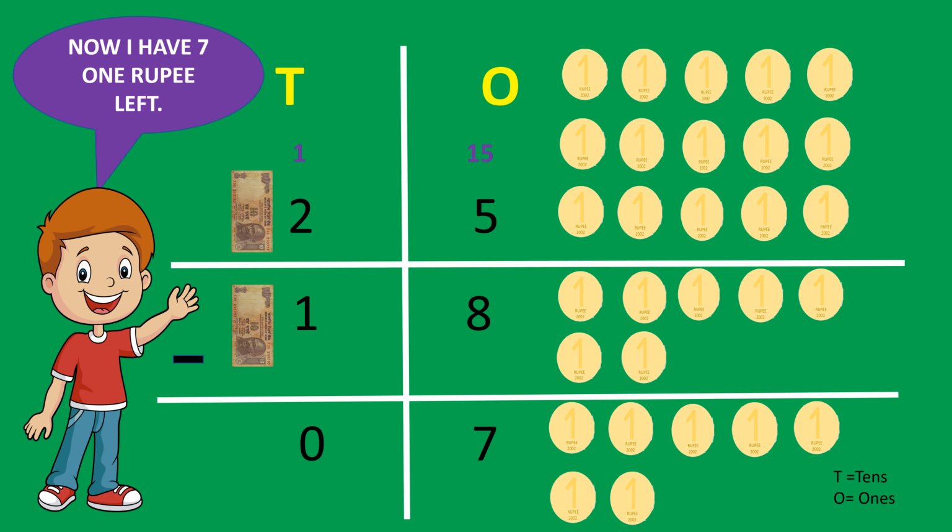So in this way, if Rahul has 25 rupees and he purchases the color box for 18 rupees, he will be left with 7 rupees.